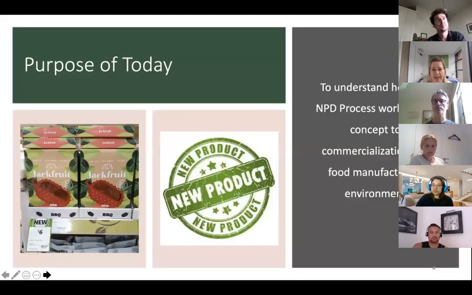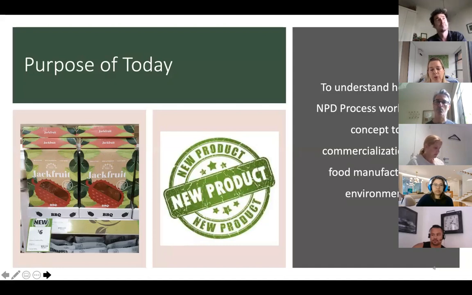So the purpose of today is to understand not what we call the front end side of it, but really to understand the back end side. So how the process works from that idea and that presentation to how it actually comes through in a food manufacturing environment and the things that you need to think about within that.